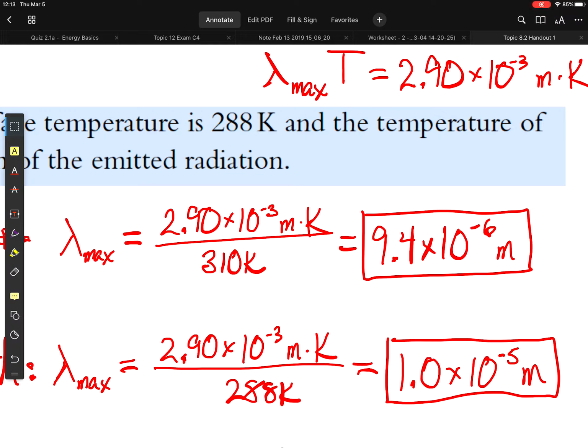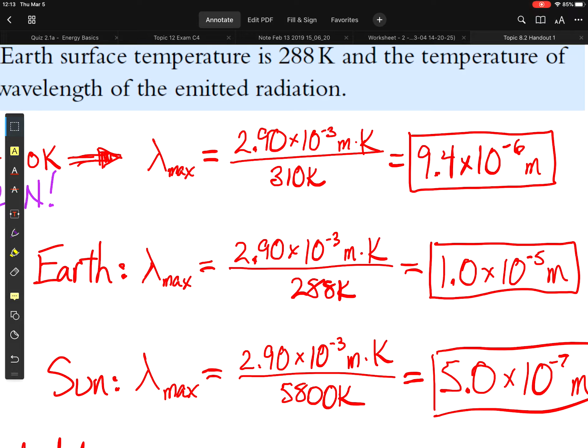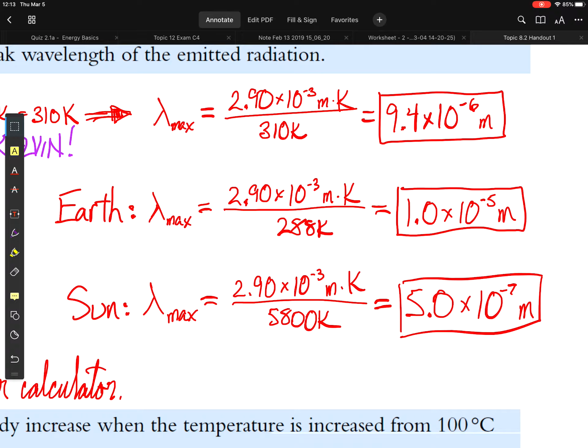Okay, the Earth has a maximum wavelength given by its temperature of 288 Kelvin, its surface temperature, and the math there will give about 1 times 10 to the negative 5 meters. Finally, we have the sun, and its quite large temperature of 5,800 Kelvin will give 5.0 times 10 to the negative 7 meters.